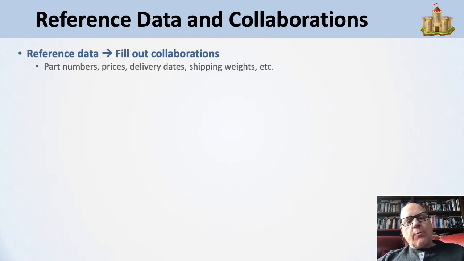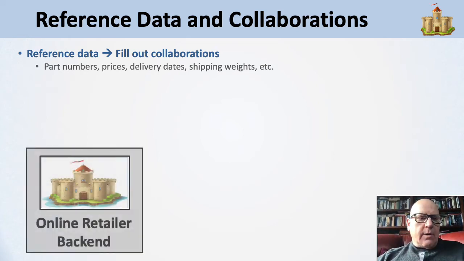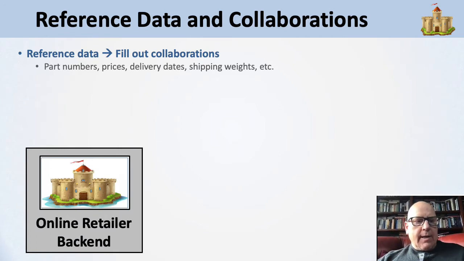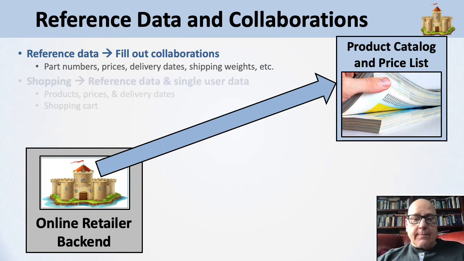Now let's talk a little bit about reference data. Reference data is really useful to fill out a collaboration to get work done. It might have part numbers and prices and delivery dates and shipping weights, all sorts of information that is useful to make it work. So let's take an example of a big online retailer, and it's got a back end, and the back end I view as a fiefdom. And it's publishing its product catalog and price list. And so that's information that talks about what can you buy, how does it work, what are the costs, what is the shipping date, when can it come.